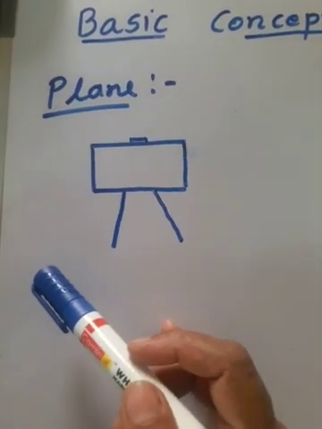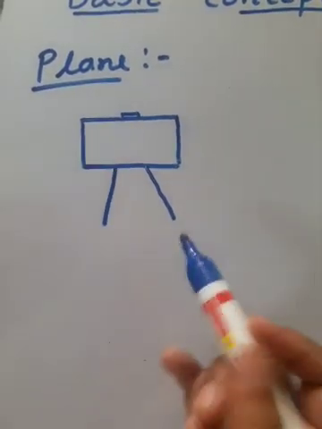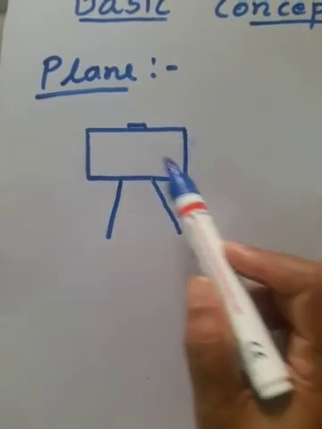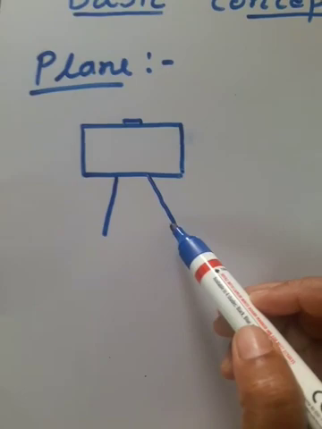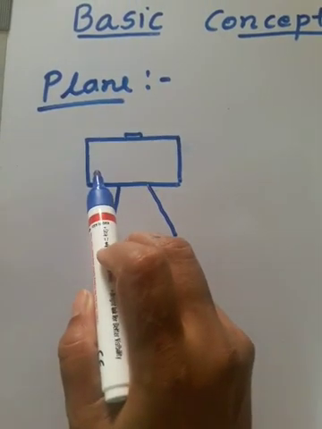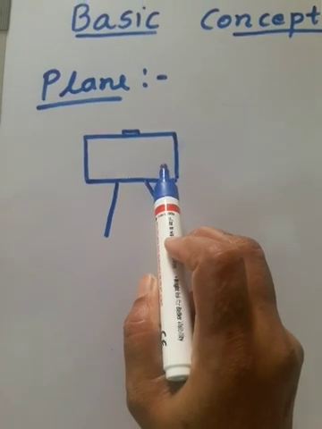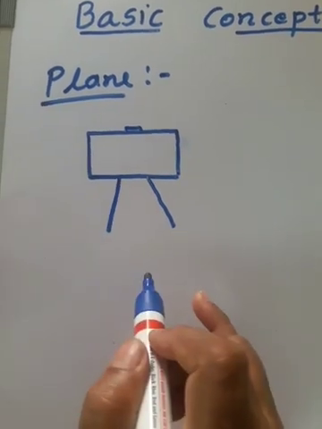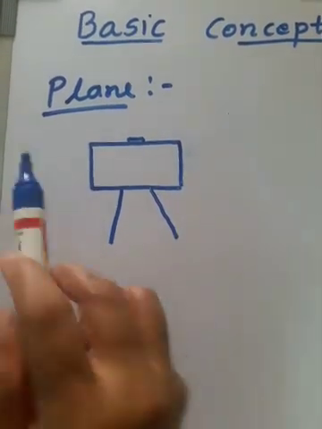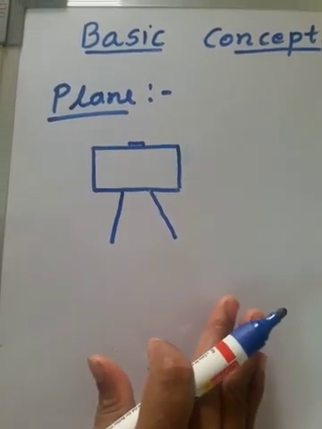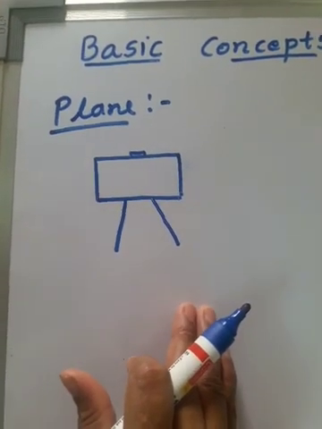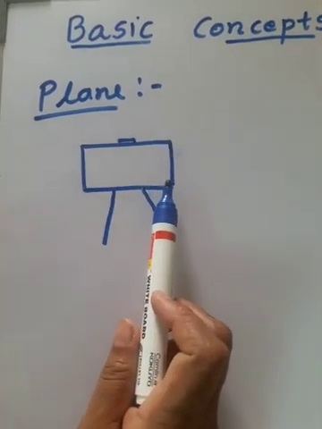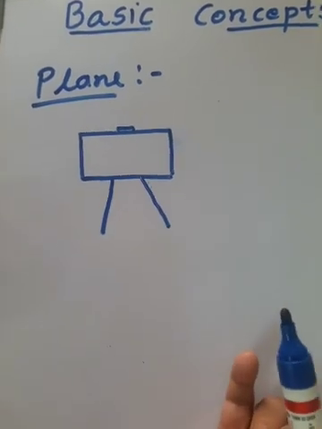Now let's see what is a plane. This is a blackboard. How is the surface of the blackboard? It is flat. How is the surface of the table? It is also flat, correct? Plane means a flat surface. A flat surface is called a plane. For example, the surface of a blackboard or the surface of a table.